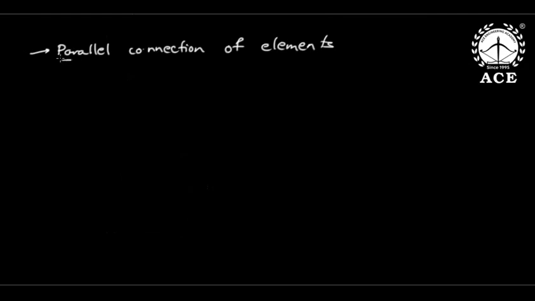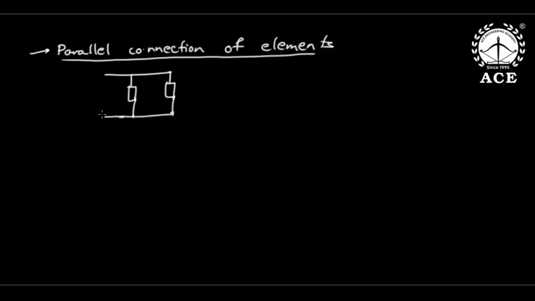See, when can you say elements are parallel? Connection wise, we can say elements are parallel if the input terminals of both elements are connected together and correspondingly the output terminals are also connected together. The input of this and the input of this are connected, and the output of this and the output of this are correspondingly connected. Then it is called parallel connection of elements.